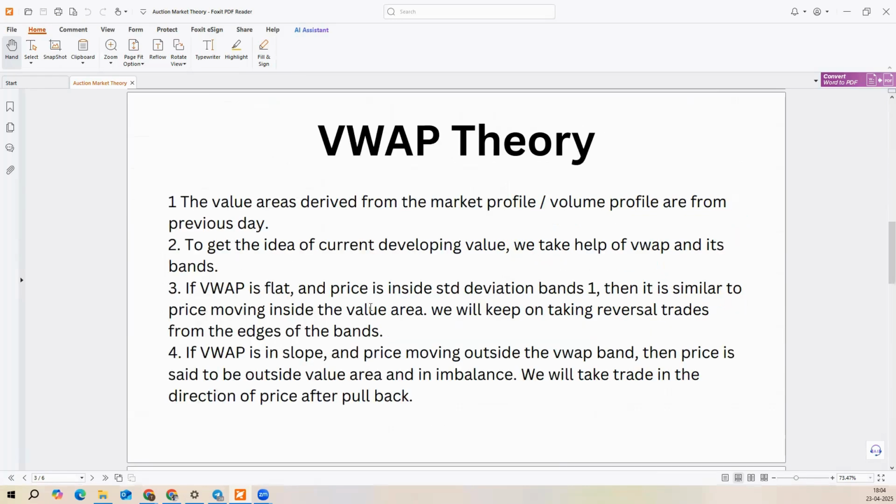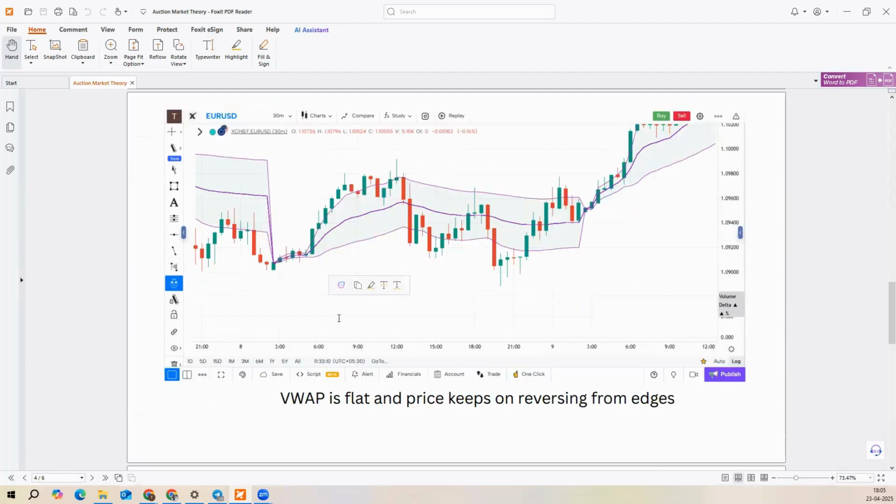Then we have VWAP theory, guys. I keep on repeating this again and again in every video. VWAP is actually talking about the daily value, the developing current value. If the VWAP is flat, it means that it is inside the value area, so we can keep on taking reversals from the edges of the standard deviation band. And if VWAP is in slope, then it means that the price is moving in kind of imbalance, so we can keep on taking the trade in the same direction.